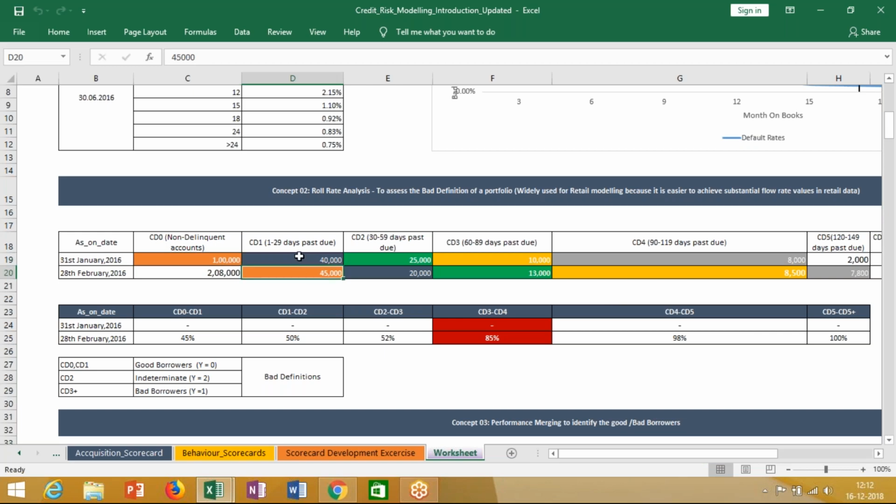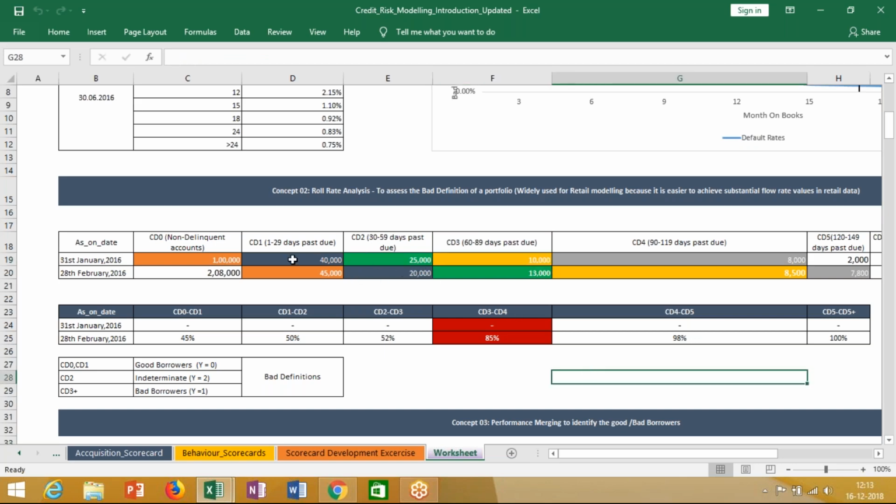Now, in the second part, there are 40,000 on the books of the bank between 1 to 29 days past due. There are 25,000 between 30 to 59 days. There are 10,000 between 60 to 89 days. Sorry, these are all balances. This is in terms of balances, not accounts.